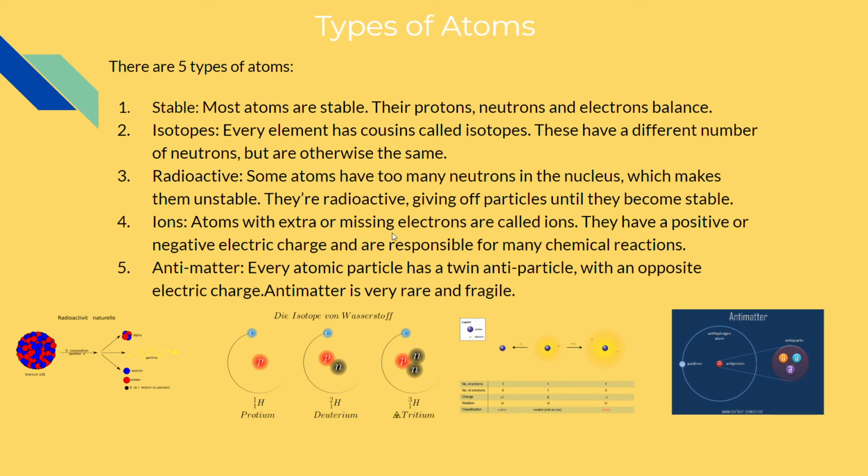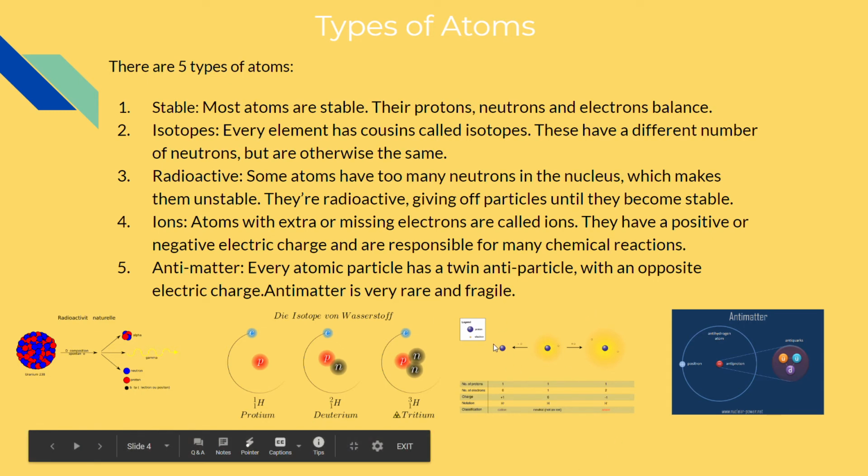Atoms with extra or missing electrons are called ions. They have a positive or negative electric charge and are responsible for many chemical reactions. So, as you can see here, this is a single proton. Okay, so this has charge 1 because protons are positively charged.